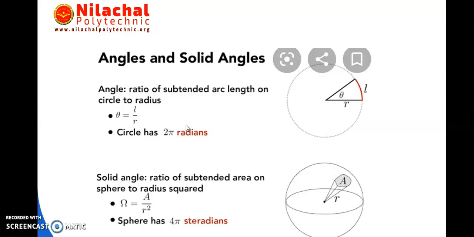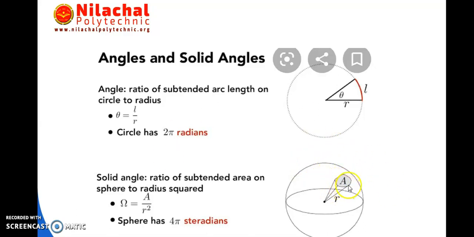So angle and solid angle we will discuss. Angle is the ratio of the subtended arc length on a circle to the radius, denoted by theta. The arc is L and the radius is R. A circle has 2 pi radians because it is 360 degrees. That is the angle. So what is the solid angle? We discussed before: the ratio of the subtended area on the sphere.